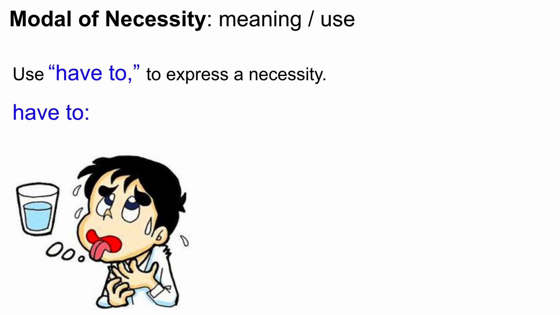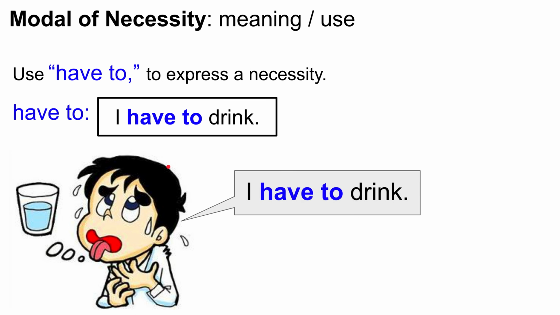Let's look at another example. Again, we use have to to express a necessity. Here, this man is very, very thirsty. He's thinking about water, so he might think, I have to drink. Okay, he has a necessity for water.